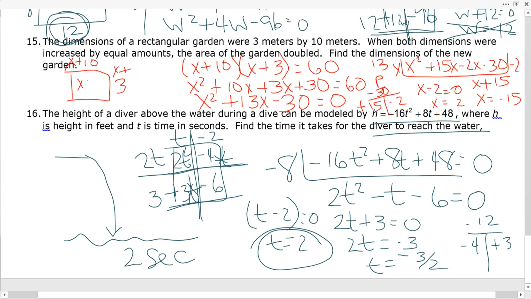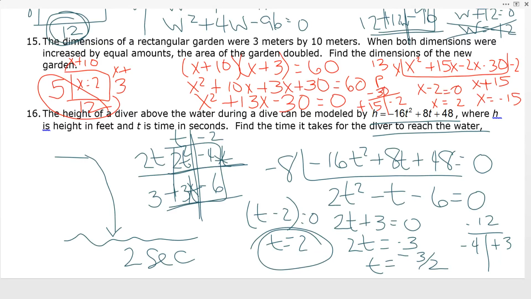So if x is 2, then the width is 5 and the length is 12. And 5 times 12 equals 60. That's what I did wrong, is I missed my minus sign in there somewhere. Okay, I feel so much better. I hope you do too.